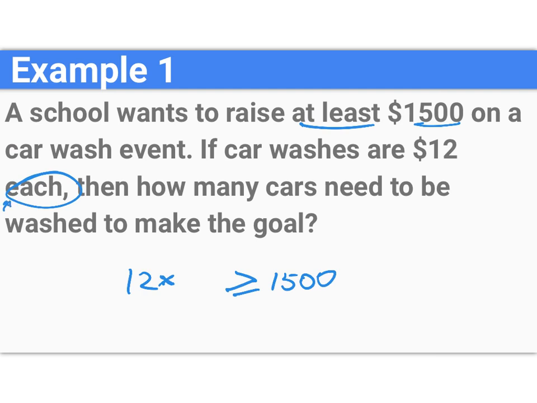Each is one of those rate words, and we'll talk about this when we get to functions and linear equations. But car washes are $12 each. That means one car wash is $12. How many cars are you going to need to wash to make the goal? We'll talk about how to solve these in a later video, but we're just writing and setting them up.